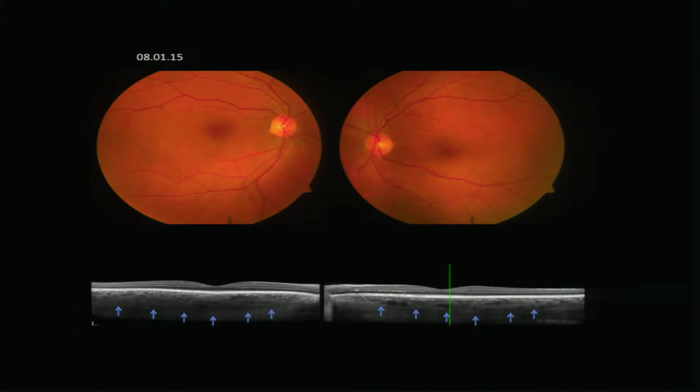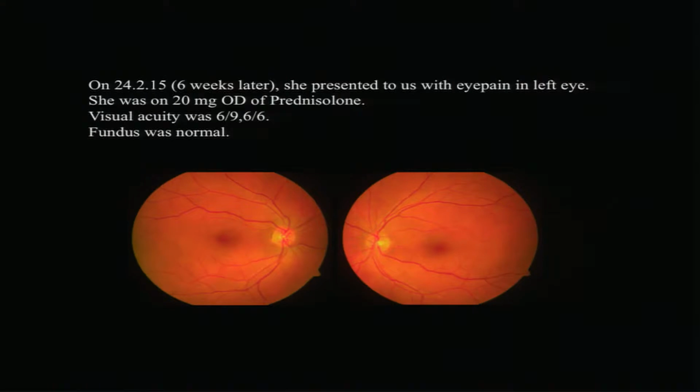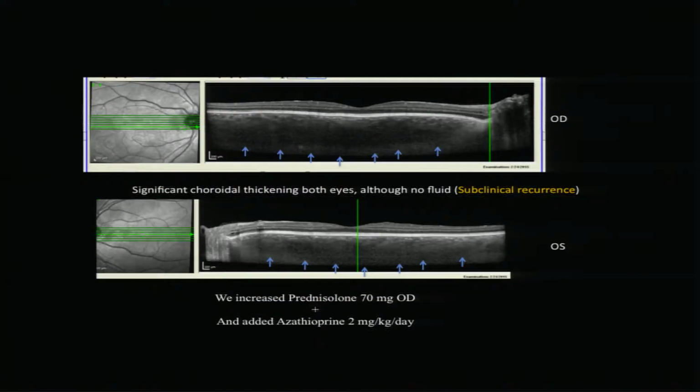So this is what the picture looked like, and you can appreciate the choroidal thickening on the EDI scans in both the eyes. So 6 weeks later, she happened to come to us again with some pain in the left eye. She was at this time on 20 milligrams of prednisolone. The visual acuity was same as before, 6/9 and 6/6. The fundus was normal. When we did the EDI OCT at this visit, there was significant choroidal thickening in both the eyes, although there was no subretinal fluid. So probably this was the stage of subclinical recurrence. We increased her prednisolone, which she was on 20, to 70, and also added azathioprine.